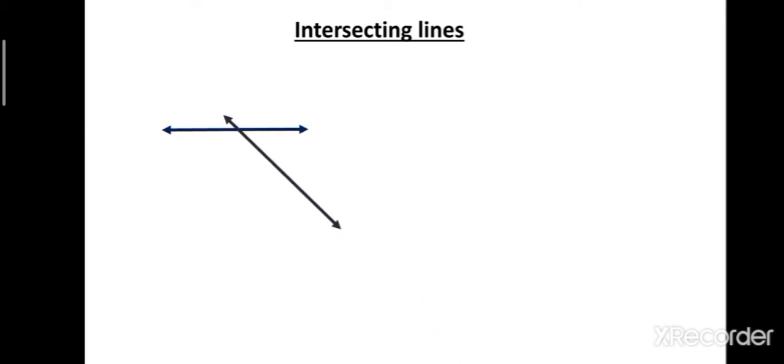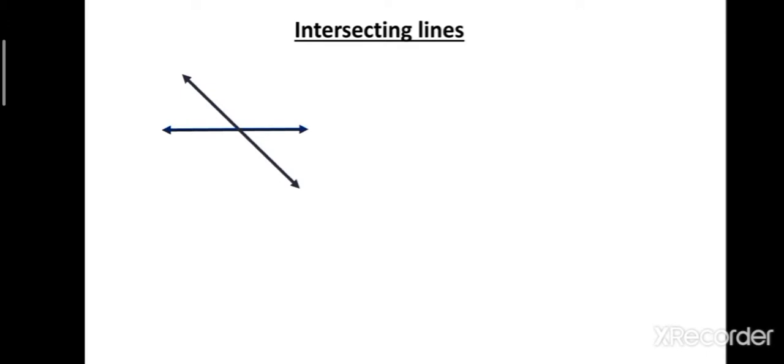Now, what about the two straight lines we have? They meet with each other or they touch each other. What are we going to call them? Now we have the intersecting lines, which means if we have two straight lines that meet with each other at a point, we are going to call them intersecting lines.